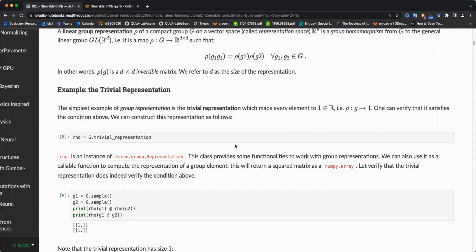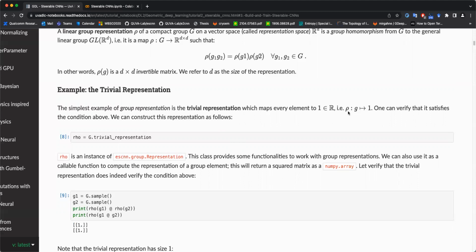Let's see a couple of examples of representations just to make it a bit more concrete. The first simplest type of representation is the trivial representation that basically gives the value 1 to each group element. And you can imagine the number 1 as being just a very simple 1 by 1 matrix, acting on the vector space of dimension 1.